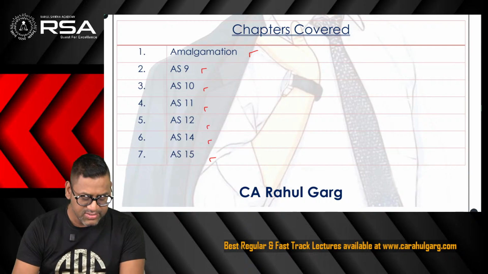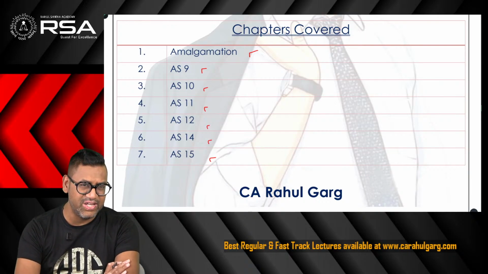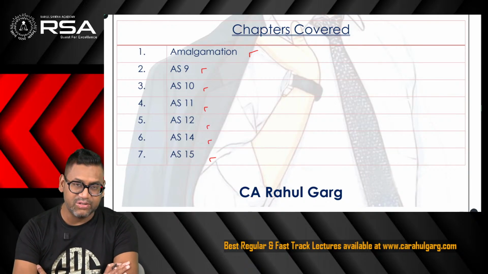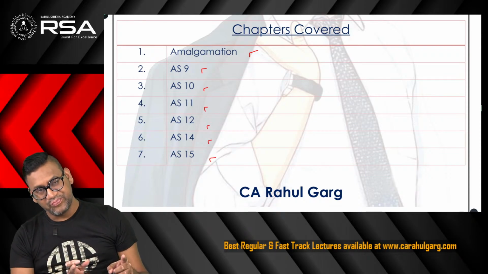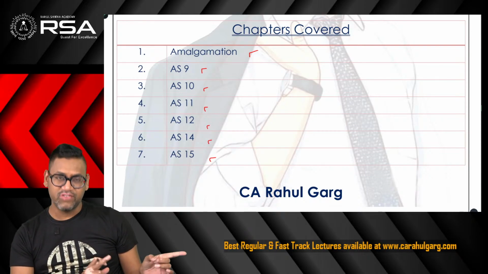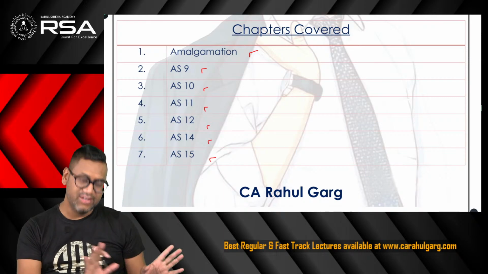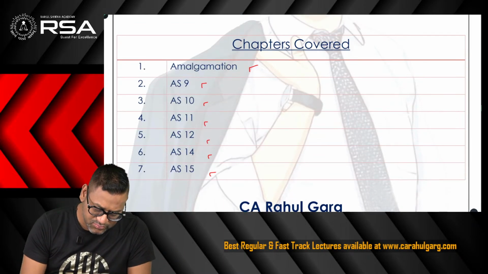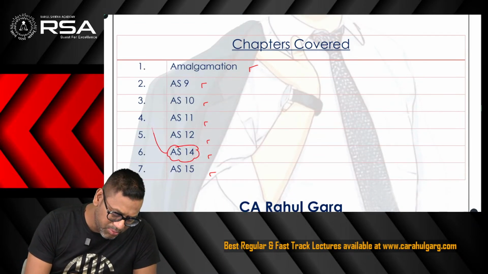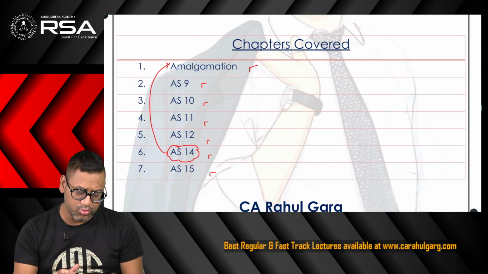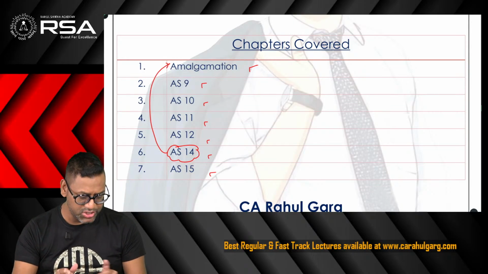Sir, what about AS number 13? Why are you not discussing that? Because when we did the chapter Investment, Accounting for Investment, I took up AS 13 there itself. And AS 14 is nothing but Amalgamation itself. So the questions of Amalgamation as well as AS 14 shall be taken up.